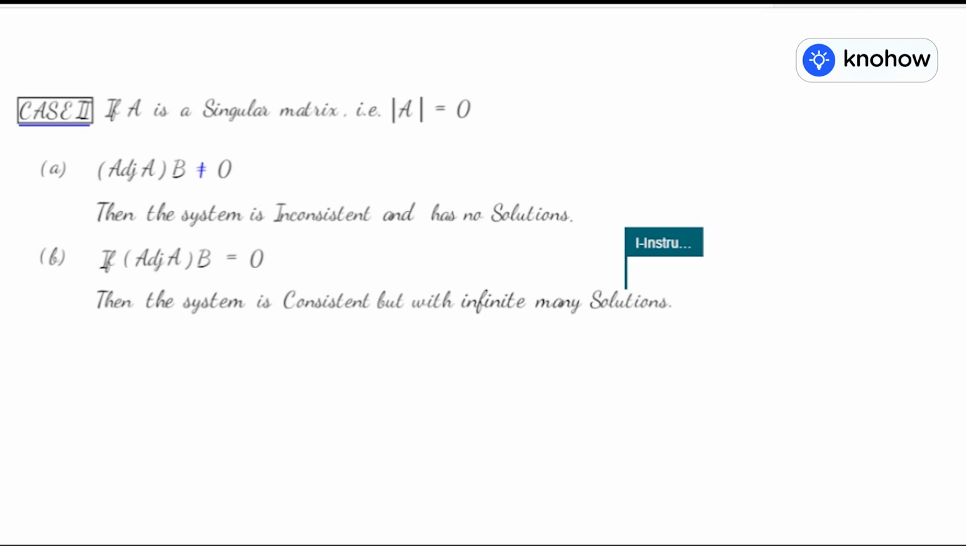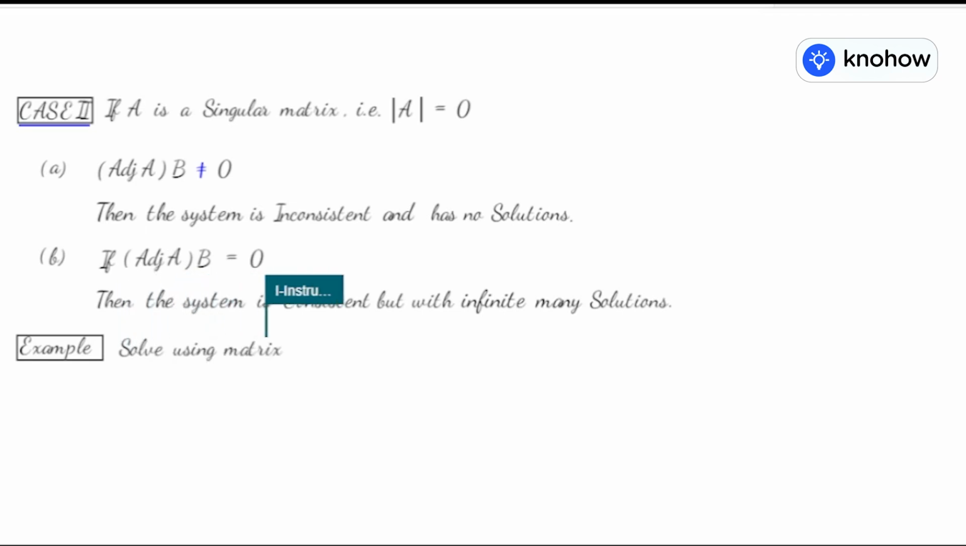Now let me take an example to illustrate how to solve a system of linear equations using the matrix method. I take an example having two variables and two equations. The instruction is: solve using the matrix method, or of course using the inverse of a matrix. That is what the matrix method is.